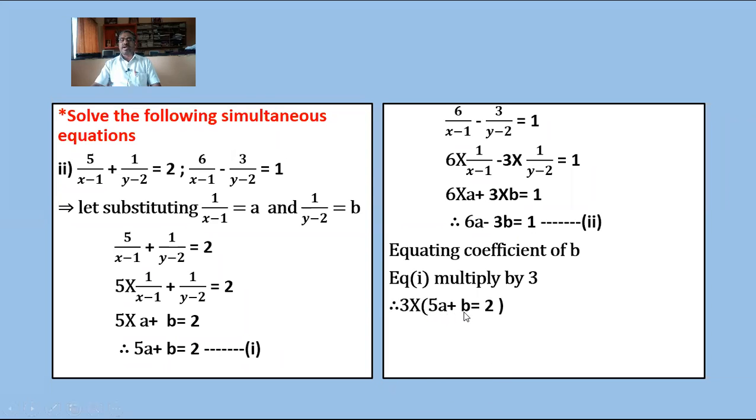3 multiplied by 5a plus b is equal to 2. 3 multiply 5 is 15a plus 3 into b is 3b is equal to 3 times 2 is 6. 15a plus 3b is equal to 6. We get equation number 3.